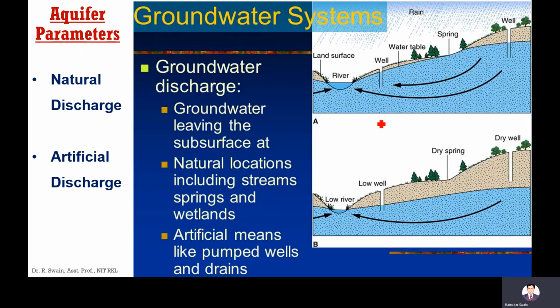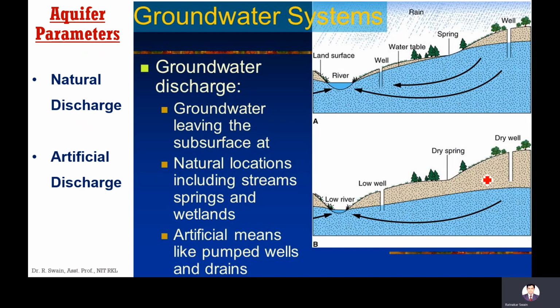Next is discharge. Natural discharge or artificial discharge. Opposite to recharge, if the water is moving away from the groundwater table and joining the river or the lake, and it is happening naturally, then we can say it's a natural discharge.